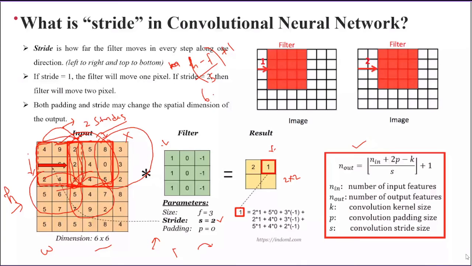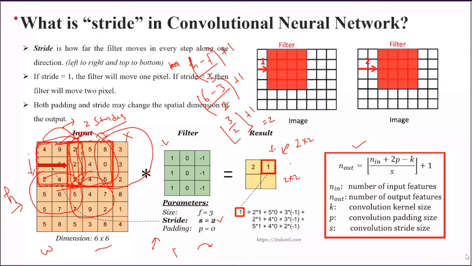So here 6 minus 3, you will get 3, divided by 2. Here you are taking the floor value, okay. So 3 divided by 2 plus 1 will give you 2. So your convolved or feature map or activation map will give you an output of 2 cross 2. This is how the strides work.